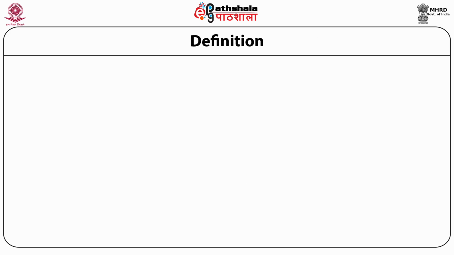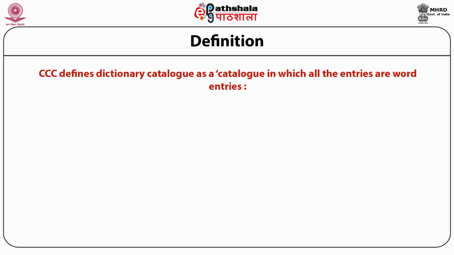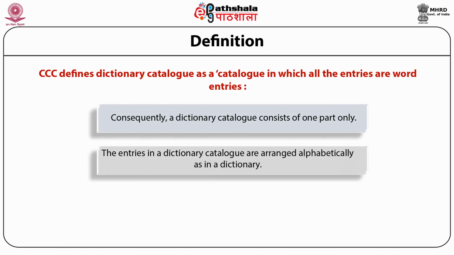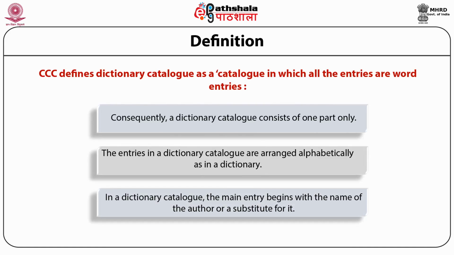Definition of dictionary catalog. CCC defines dictionary catalog as a catalog in which all the entries are word entries. Consequently, a dictionary catalog consists of one part only. The entries in a dictionary catalog are arranged alphabetically as in a dictionary. In a dictionary catalog, the main entry begins with the name of the author or a substitute for it.